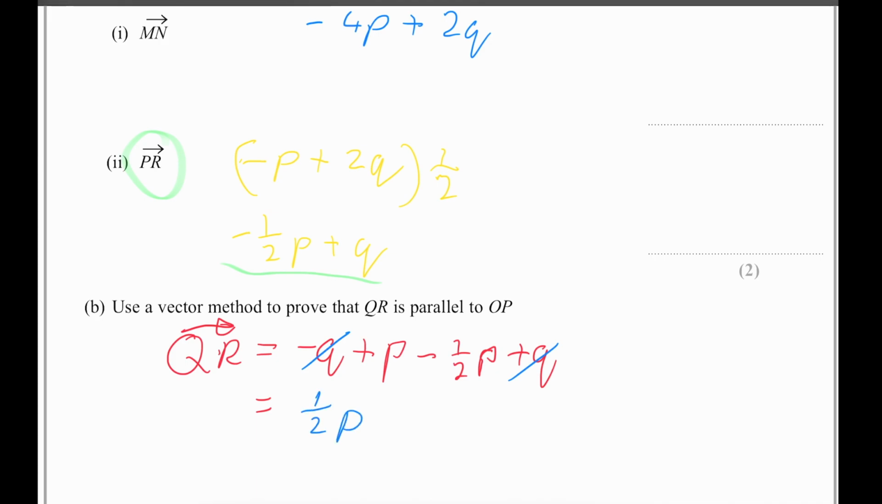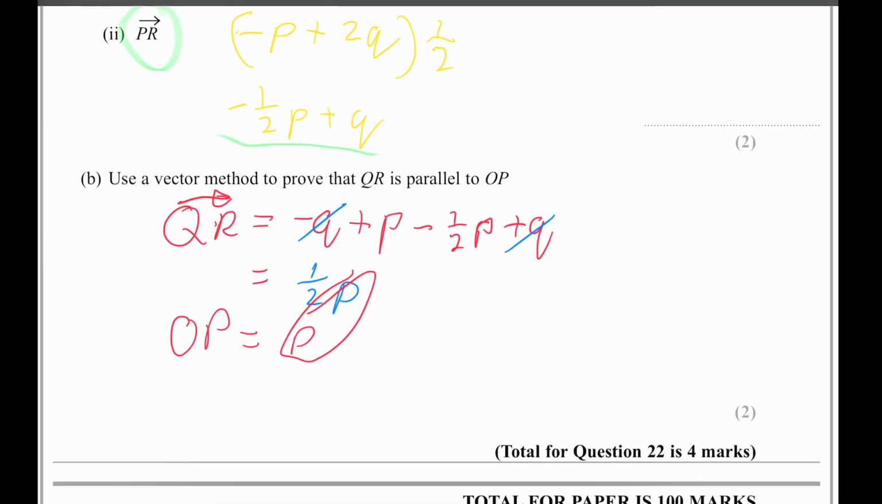So QR equals 1/2 p, and OP we've already said is p. So you can see that my vectors are the same, and it's just being multiplied by a scalar. Therefore, it is indeed parallel.